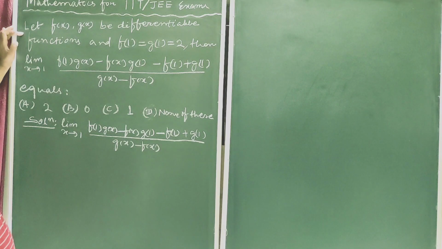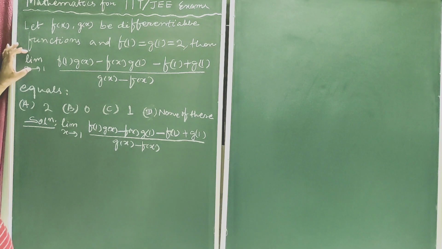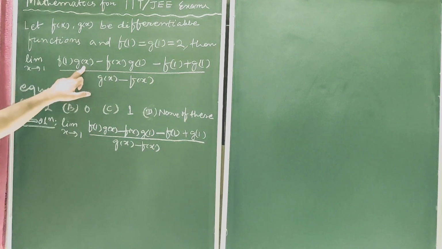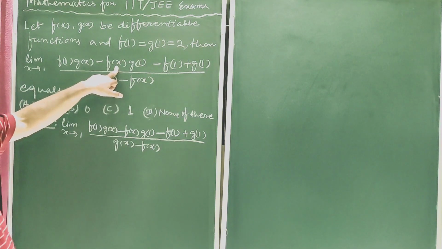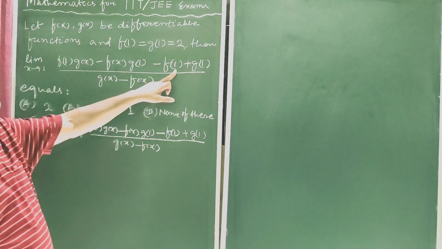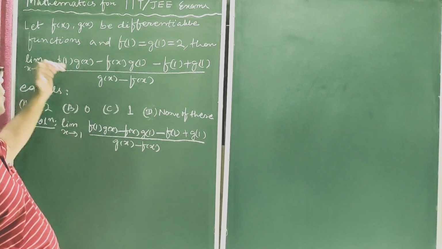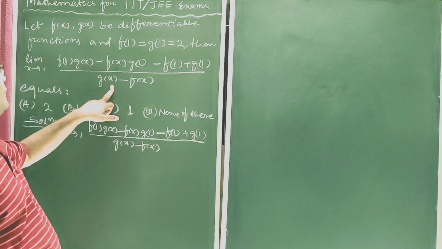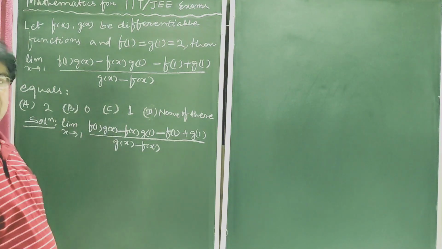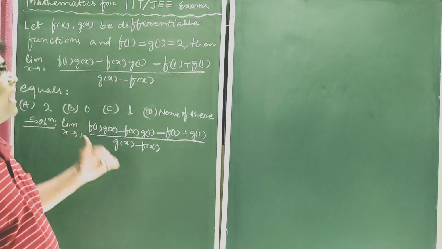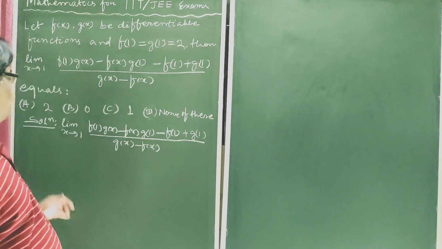Let f(x), g(x) be differentiable functions and f(1) is equal to g(1) is equal to 2. Then the limit as x tends to 1 of [f(1)g(x) − f(x)g(1) − f(1) + g(1)] divided by [g(x) − f(x)] is equal to? Choices are given and we have to find the correct answer.